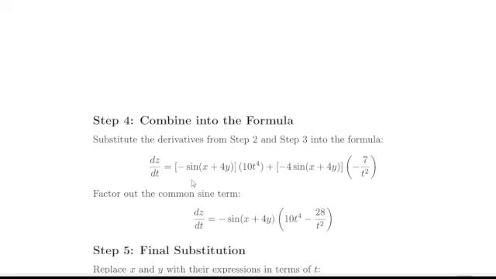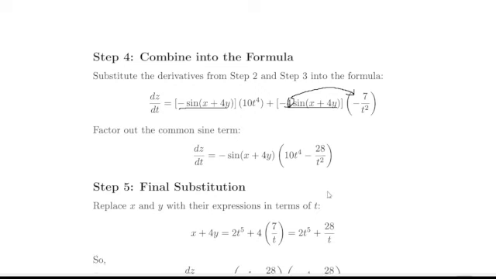We have negative sine(x plus 4y) times 10t to the fourth plus negative 4 sine(x plus 4y) times negative 7 over t squared. They both have a negative sign here, so we can factor that out. The first one is 10t to the fourth, and the other one is negative 7 times 4 over t squared, which is negative 28 over t squared. So you want to make sure you multiply the 4 here with this negative 7 over t squared.